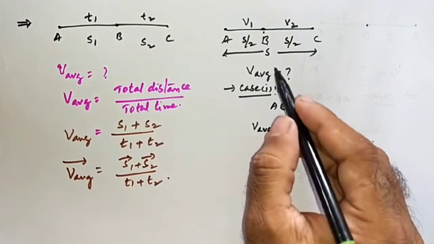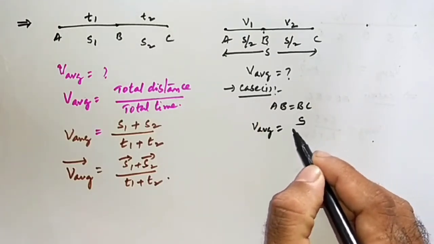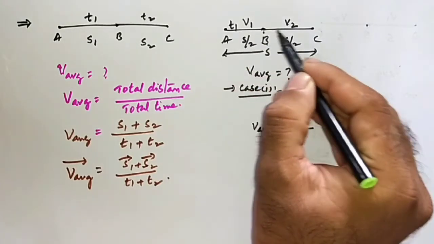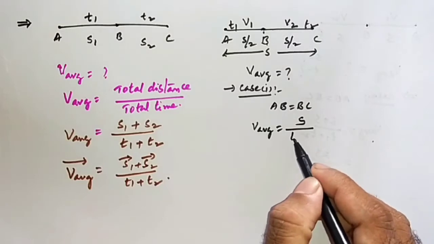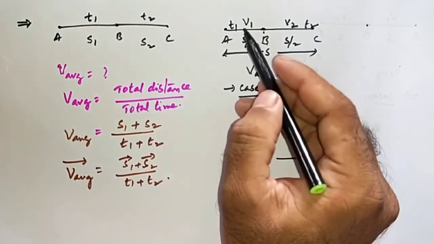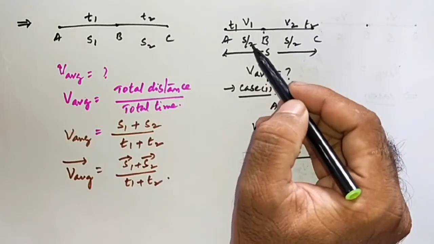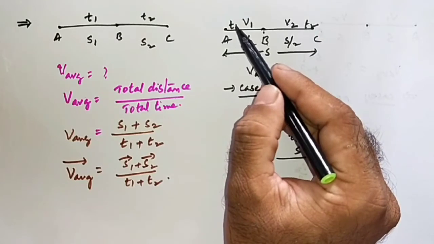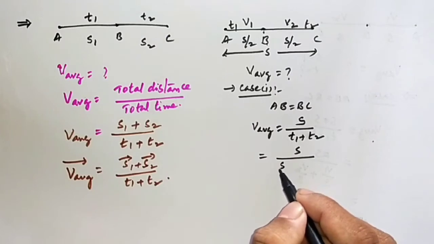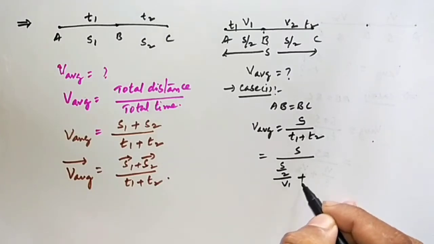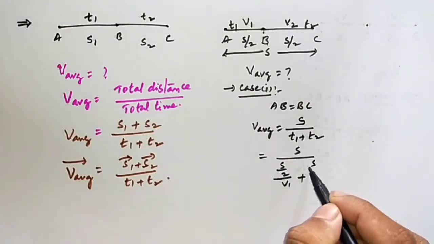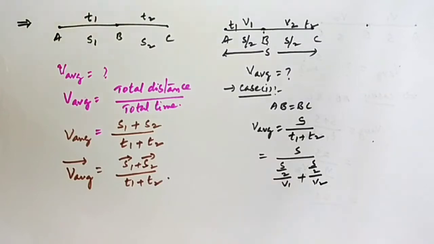Total distance by total time. What is the total distance? S. Total time we don't know. Let us take time here as t1 and here t2. Then total time is t1 plus t2. That is equal to S by time. We know speed and distance. What is the formula for time? Time is equal to distance by speed. So t1 is S by 2 by v1, and t2 is equal to what? Distance by speed, that is S by 2 by v2.